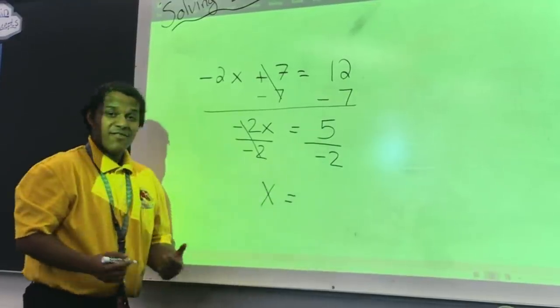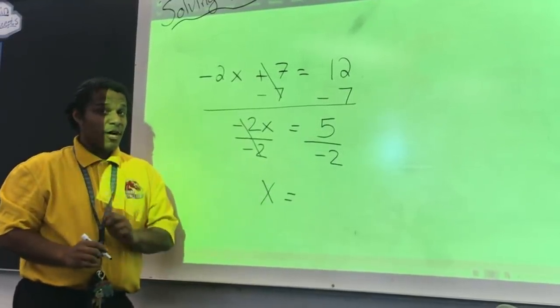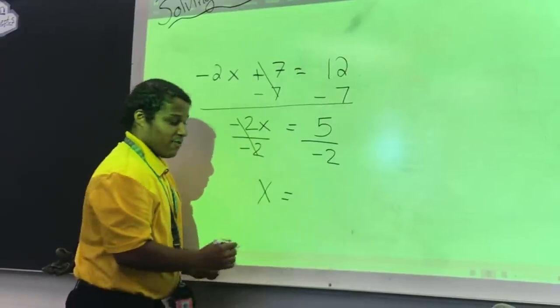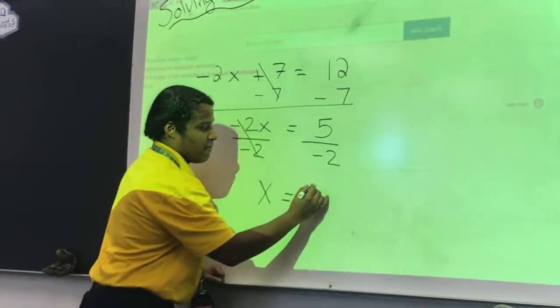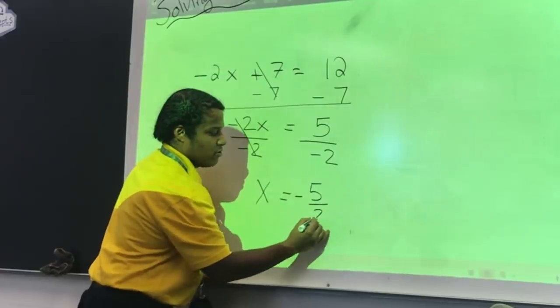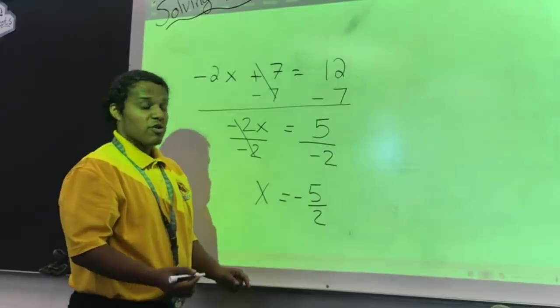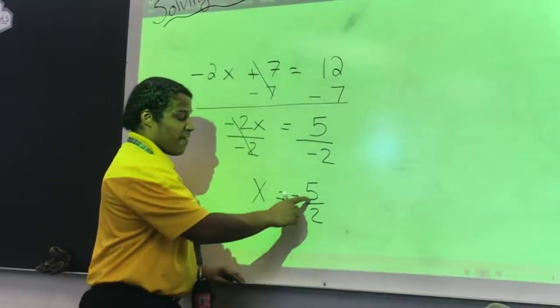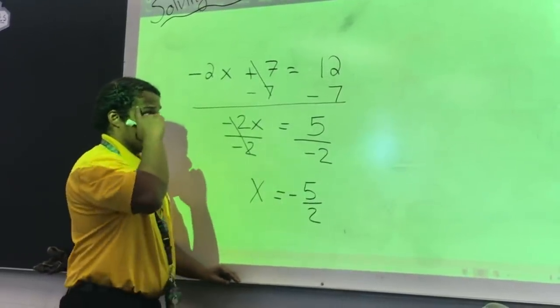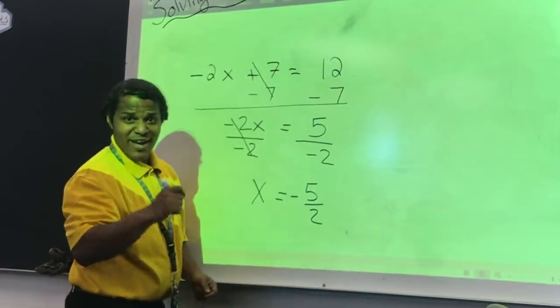On this side, we have 5 divided by negative 2. You have a couple of options. You can either leave your answer as a fraction, negative 5 divided by 2, or we can use a calculator and change it into a decimal. 5 divided by 2 in my calculator, it's 2.5.